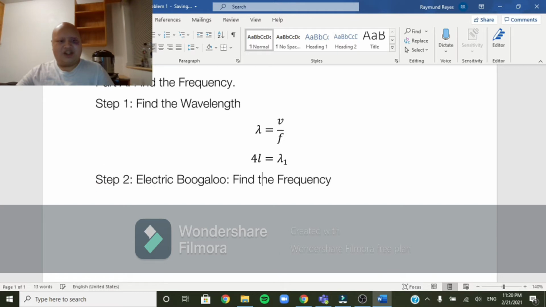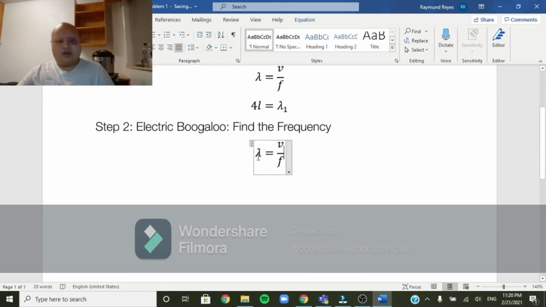For step 2, we have to find the frequency. Let's bring back our fundamental equation for the wavelength in respect to frequency. We're looking for frequency, so we can just switch the f and lambda. So it's just frequency equals velocity divided by the wavelength. We are given that the lowest order possible would be the first order.